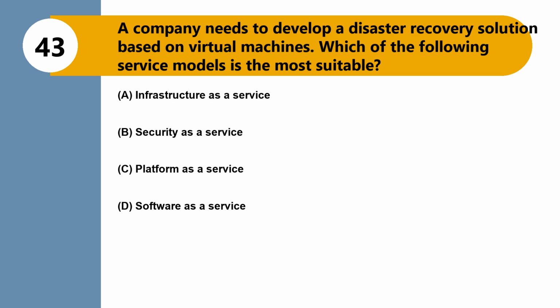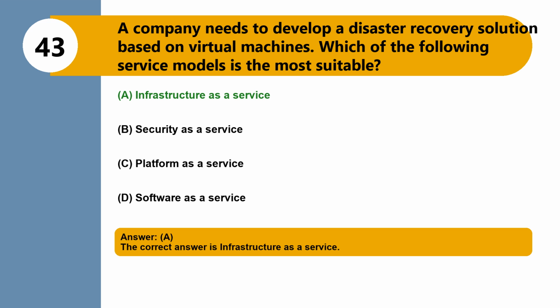Question 43. A company needs to develop a disaster recovery solution based on virtual machines. Which of the following service models is the most suitable? Option A, infrastructure as a service. Option B, security as a service. Option C, platform as a service. Option D, software as a service. The correct answer is option A, infrastructure as a service.